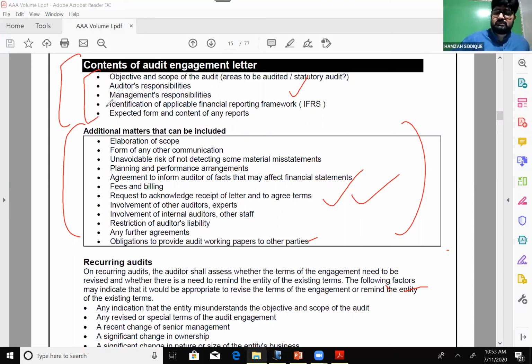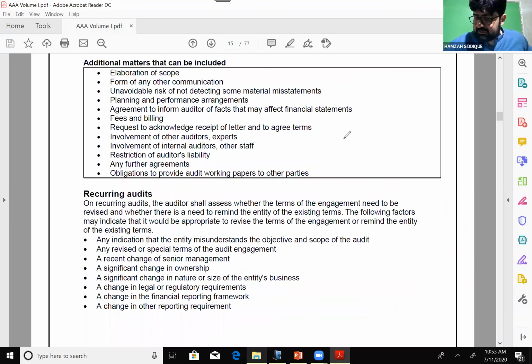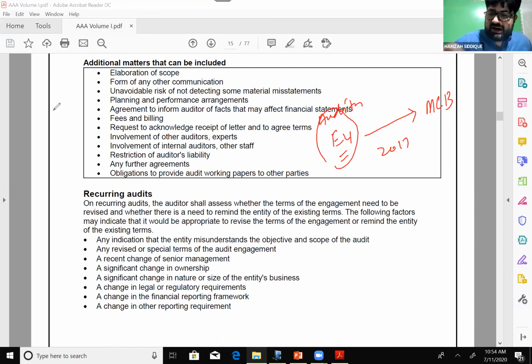Now, students, EY got appointed as auditor of MCB in 2017. They are the auditor. They submitted the engagement letter in 2017 and it was signed. The engagement letter is signed by a management person and the auditor, the audit partner.